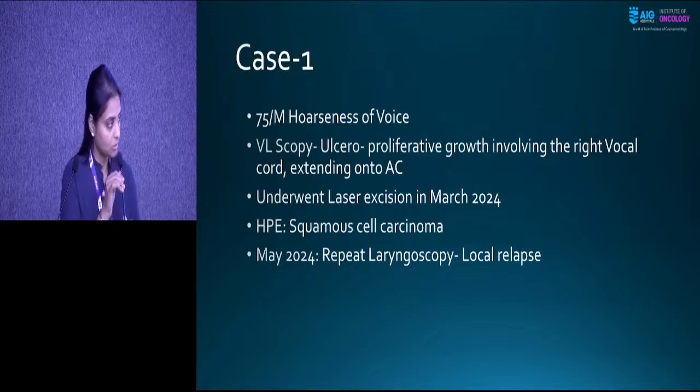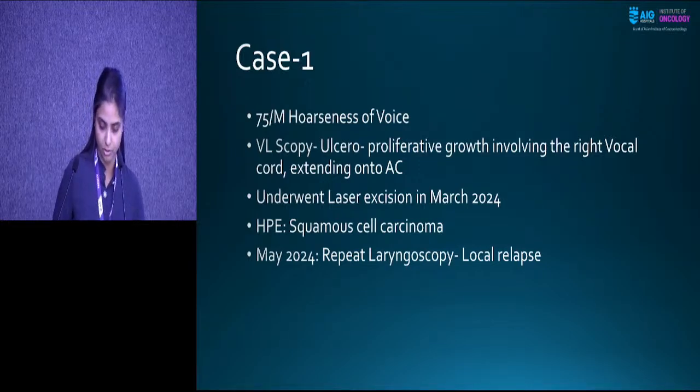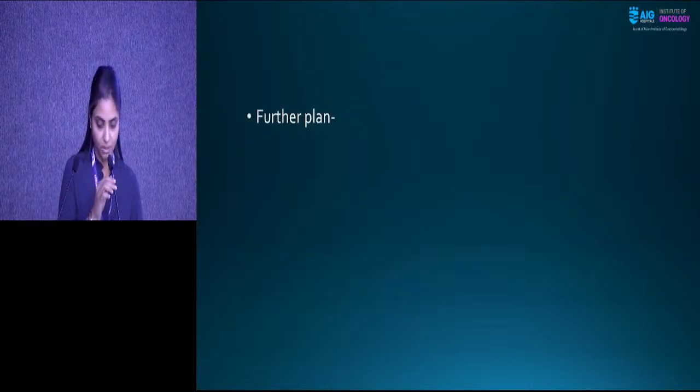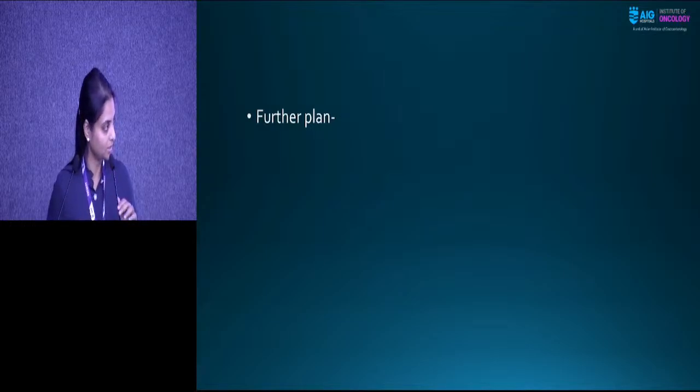The first case for today: we have a 75-year-old gentleman who presented with hoarseness of voice. VL scopy was suggestive of proliferative growth involving the right vocal cord extending onto the anterior commissure. He underwent a laser excision in March 2024. The biopsy was suggestive of squamous cell carcinoma. He was kept on follow-up, and in May 2024, he underwent a repeat laryngoscopic examination, which was suggestive of a local relapse. So this is the local relapse on laryngoscopic examination. Now, what would be the further plan of action? Dr. Hemant?